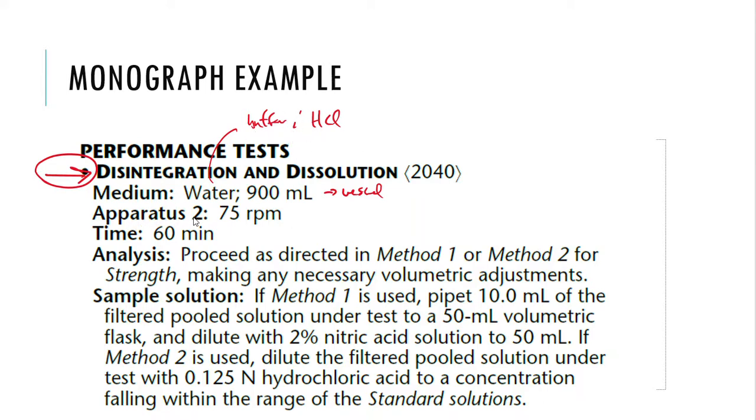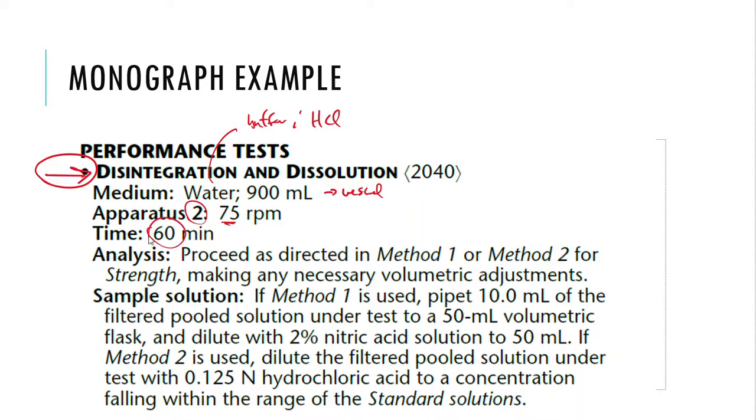Okay, apparatus number two. This is important because this is referring to different types of dissolutions that are out there. We're going to talk about that in just a minute, but this is going to give you a point of reference. So in the back of the USP, you will see a dissolution section. And in the dissolution section, there'll be different diagrams. And it will say apparatus one, and apparatus two, and apparatus maybe three. So you get the drift. So apparatus number two is what I need to use. And it says 75 rotations per minute. So that is a setting that I need to use on my dissolution when I do this test.